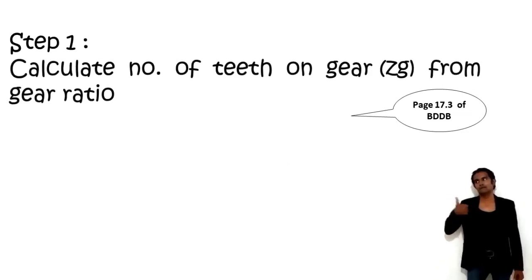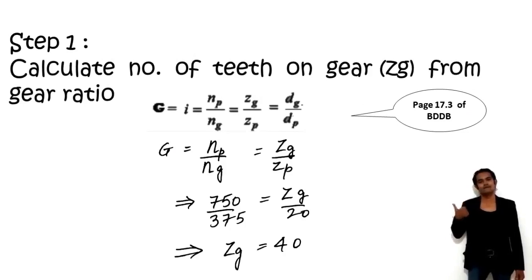First we are going to calculate the number of teeth on gear, ZG. We have NP and NG as 750 and 375. We also have the number of teeth on pinion, ZP, as 20. So by cross multiplication, you will get the number of teeth on gear, ZG, as 40. This is on page number 17.3 of Bhandari design data book.